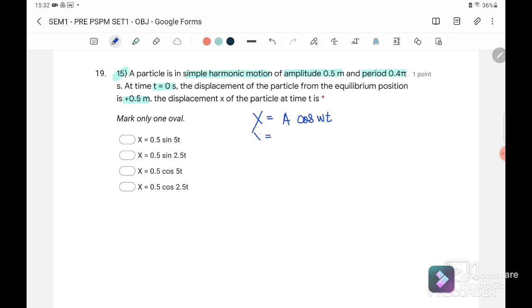Okay, so we substitute a, the amplitude, 0.5 cos omega t. Omega is equal to 2 pi over period, where the period is equal to 0.4 pi. So pi and pi we can cancel. Finally, the equation for the displacement is 0.5 cos 5t. Okay, so the answer is C.